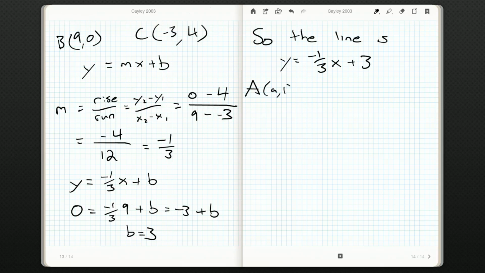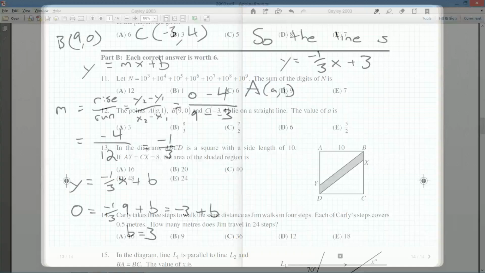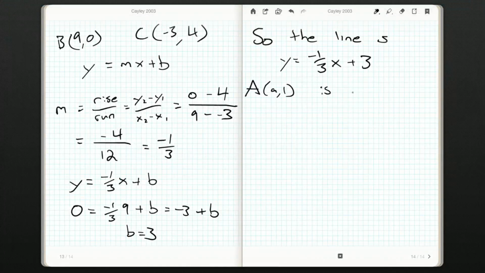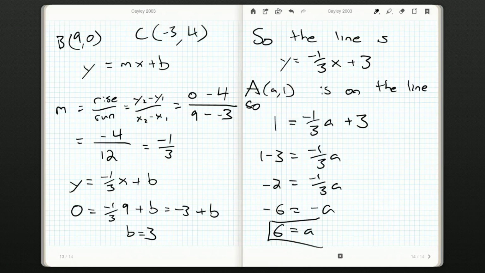So A, which is at (a, 1), let's just double check, (a, 1), okay, is on this line. So 1 is equal to negative 1/3 a plus 3. And now let's rearrange this. 1 minus 3, bringing the 3 over to the other side. So we get negative 2 is equal to negative 1/3 a. Multiply on both sides by 3, we'll get negative 6 is negative 1 times a, or just negative a. Divide by negatives, we should get a is equal to 6.